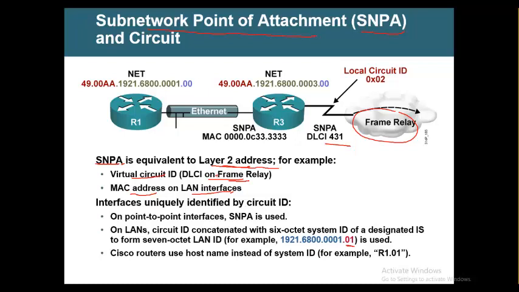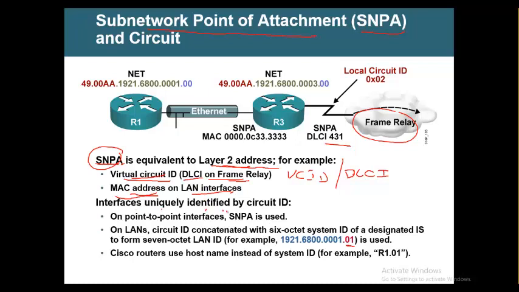A MAC address is an example of a layer 2 address in a LAN. VCID, or virtual circuit ID, which is called DLCI, data link connection identifier. Data link connection identifier. That is again a layer 2 address in frame relay. So here they are comparing the NSAP to layer 2 addresses.